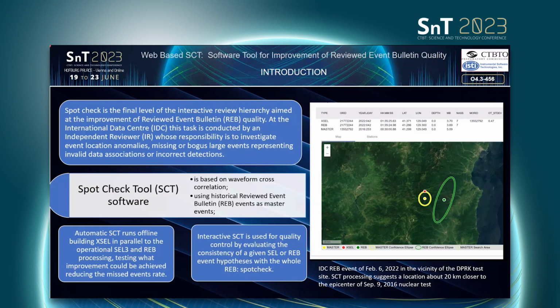Using that as a master event and doing cross-correlation with the data, we obtained this red dot. And this red dot actually moved the epicenter of the event about 20 kilometers closer to the actual test site. So IDC REB obtained something, and it's in the vicinity of the nuclear test site, but cross-correlation shows that there is a chance that the event actually happened much closer, and that is useful information, in my opinion.